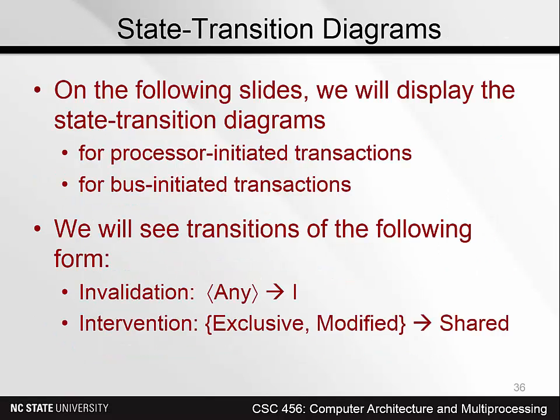We're about to see our first state transition diagram. First, we'll see the diagram for processor-initiated transactions, and then the diagram for bus-initiated transactions. We'll follow that up with a state diagram showing all transactions, both processor-initiated and bus-initiated. When a line in any state moves into state I, that's an invalidation transition. When a line in state M, the exclusive or modified state, moves into the shared state, that's called an intervention.